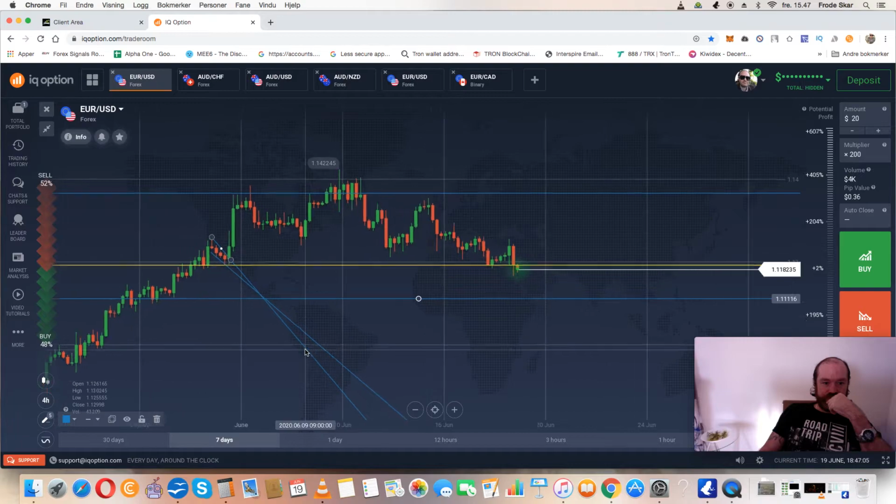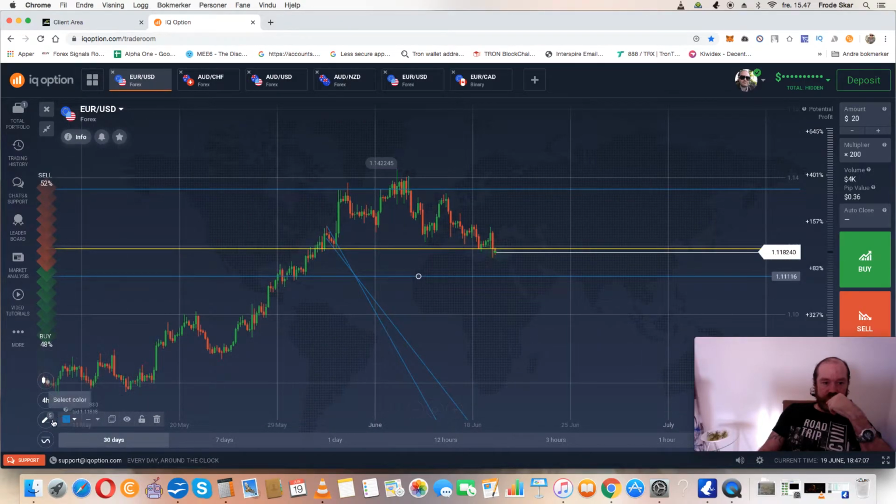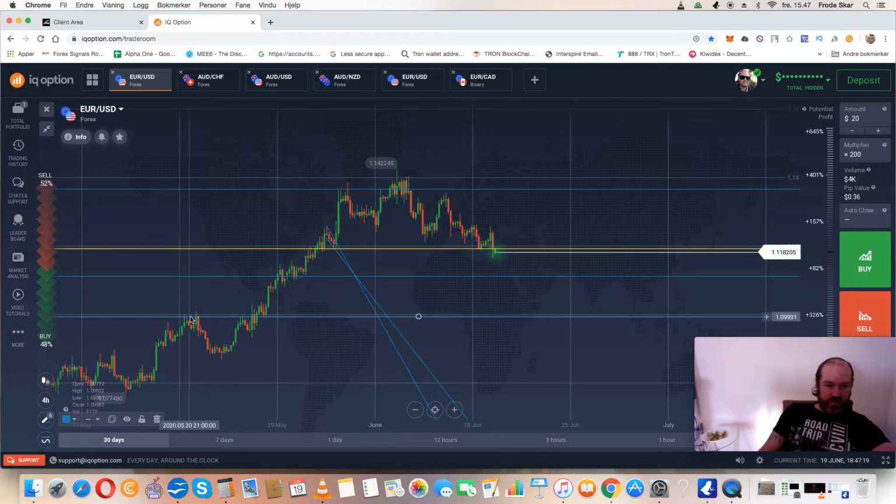Another one more, a very strong will be around here. You can clearly see the touching many times, so this is a very strong one. You have some weaker ones here, like you can see here, it's touching there, but it's not one I would put too much on. So that's how you also can trade. And let's remove all these lines.